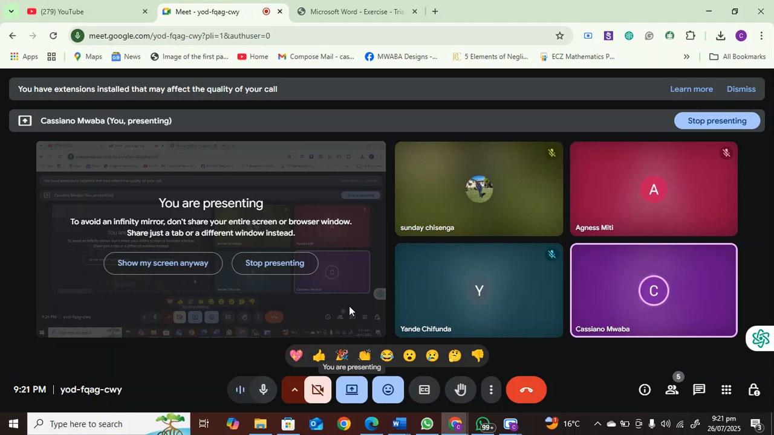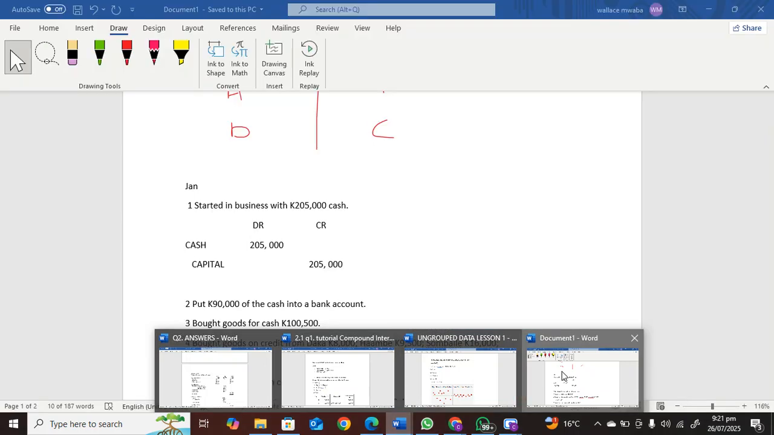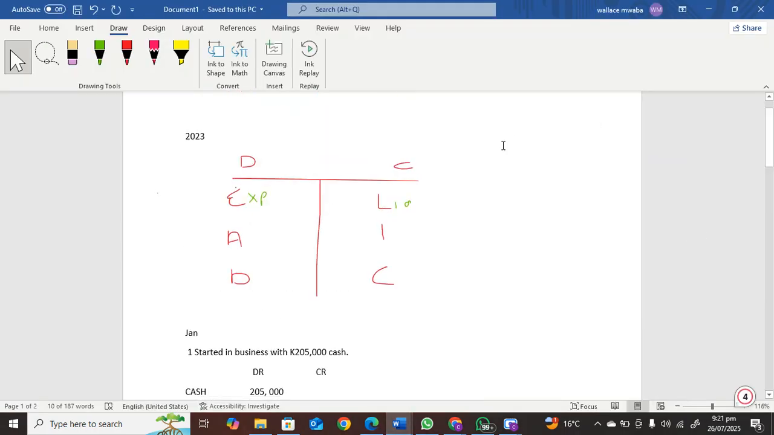The cash account is decreasing. Okay, so we go back to our diagram. Bank and cash are both assets. They are both assets.